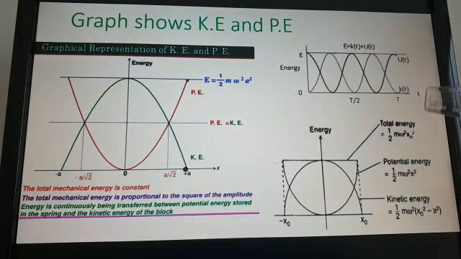We see the total energy is equal to ½mω²x0². Potential energy is ½mω²x². Kinetic energy is ½mω²(x0² − x²).